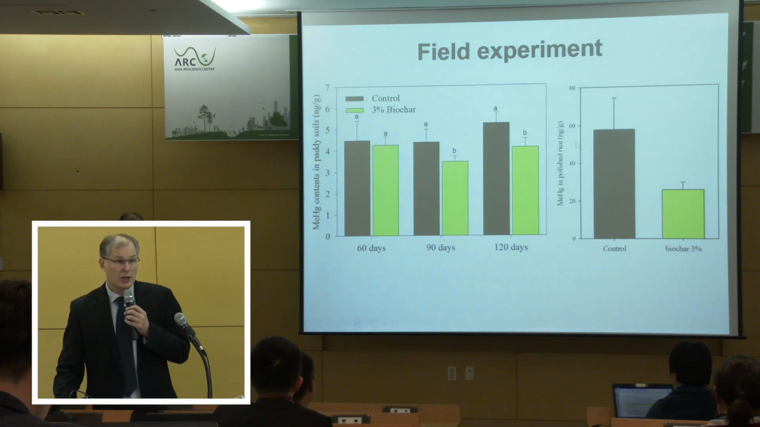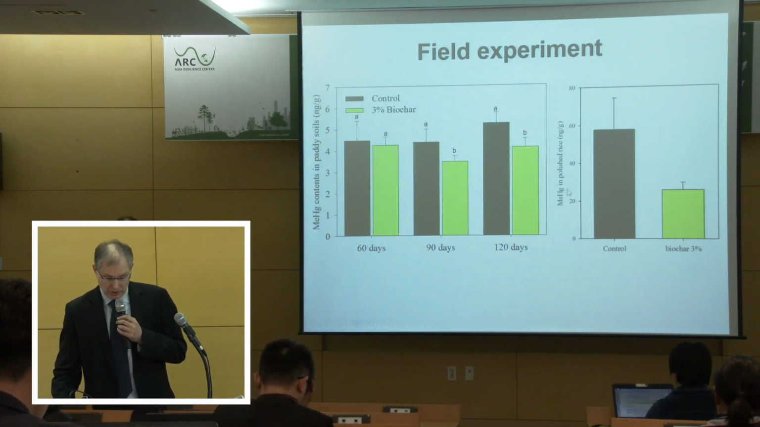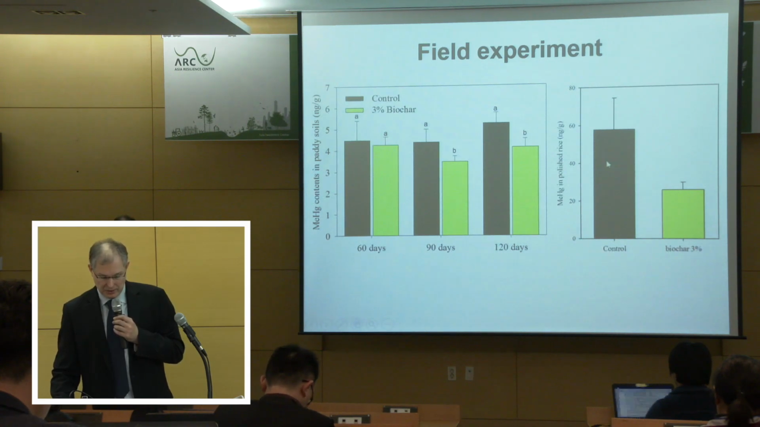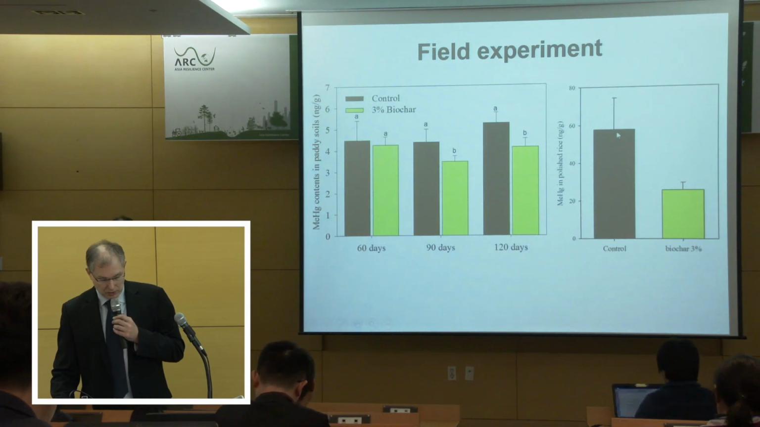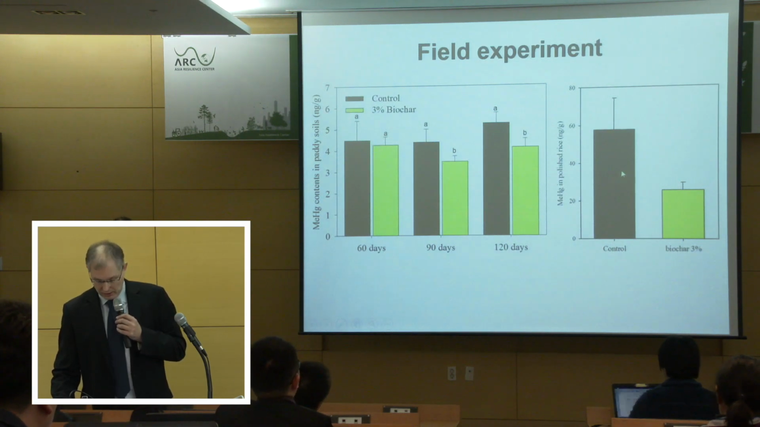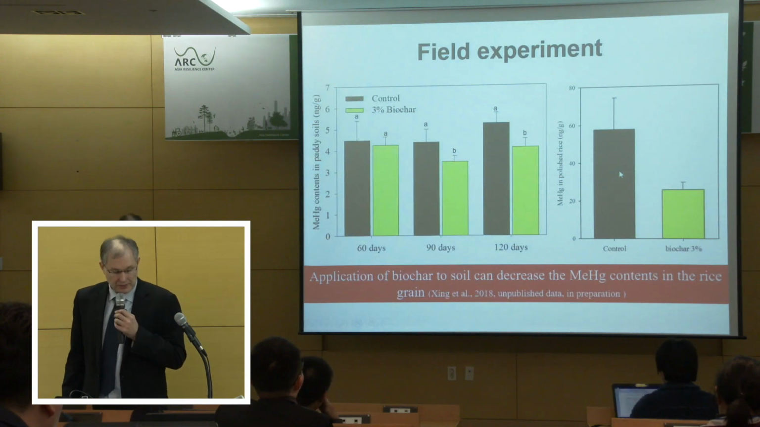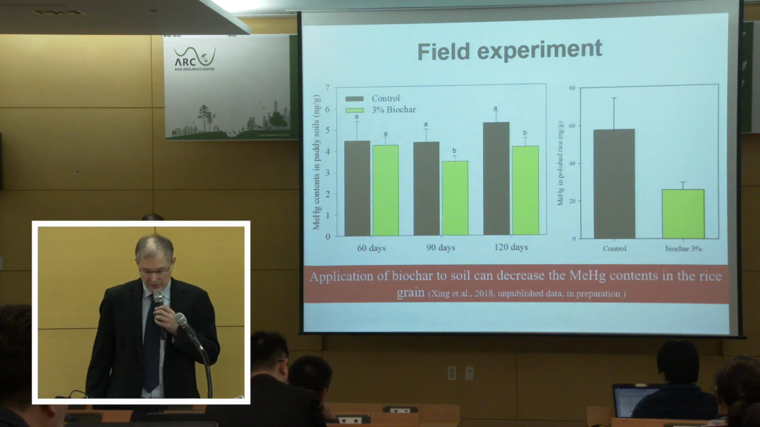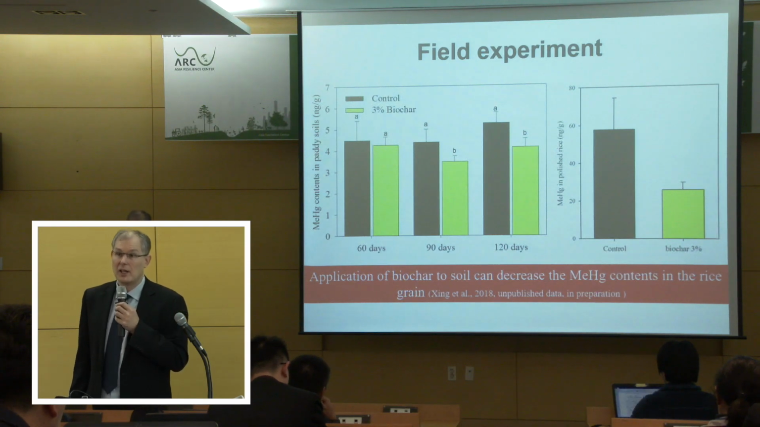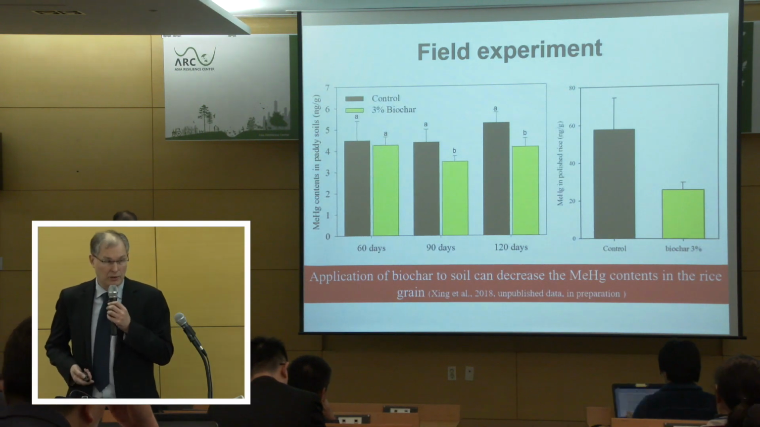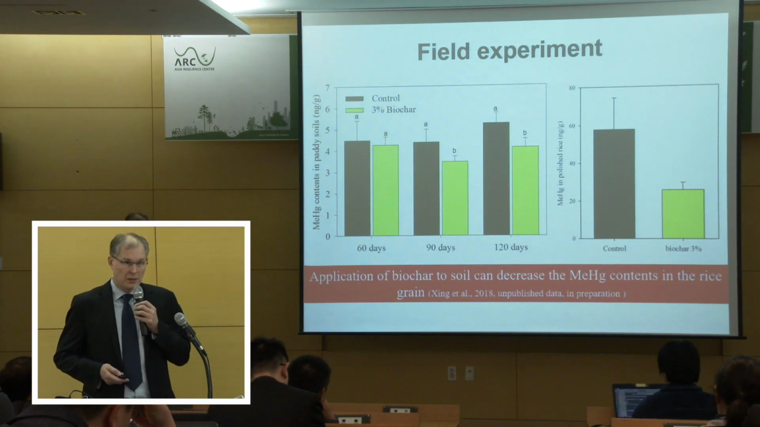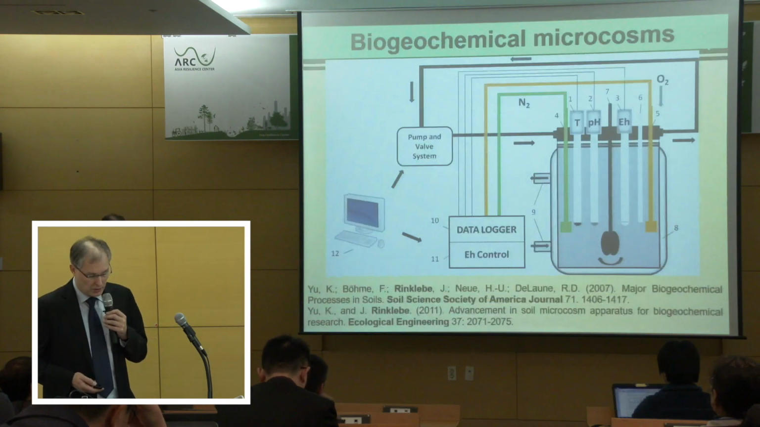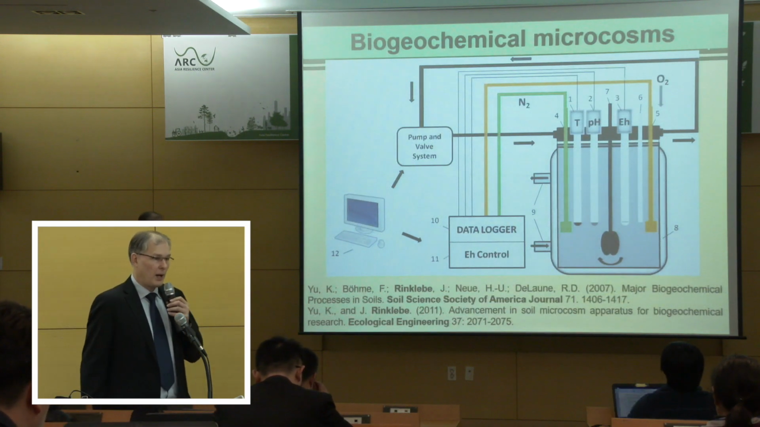And if we have a look at the methyl mercury concentration in the rice, then you can see this effect is very obvious between the control soil and the biochar treated soil. That means, in other words, the application of biochar to the soil can decrease the methyl mercury content in the rice to a significant amount. So this is one story that I would like to present to you.